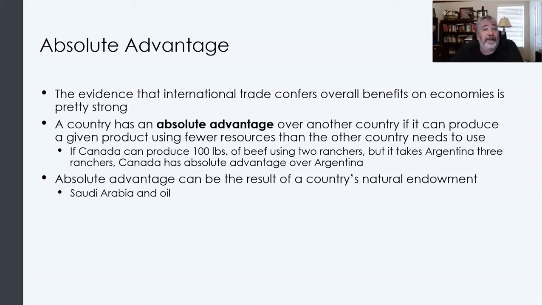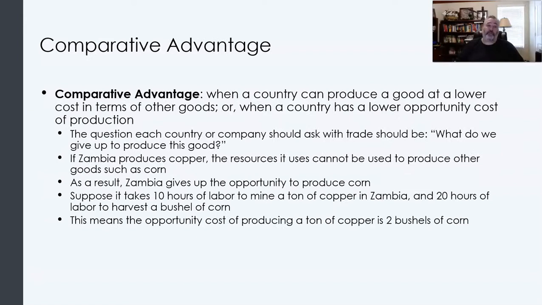Okay? Absolute advantage doesn't tell us much. It really doesn't help all that much. The one we want to know about is comparative advantage, right? A country is said to have a comparative advantage in the production of a good or service when it can produce that good or service at a lower opportunity cost.